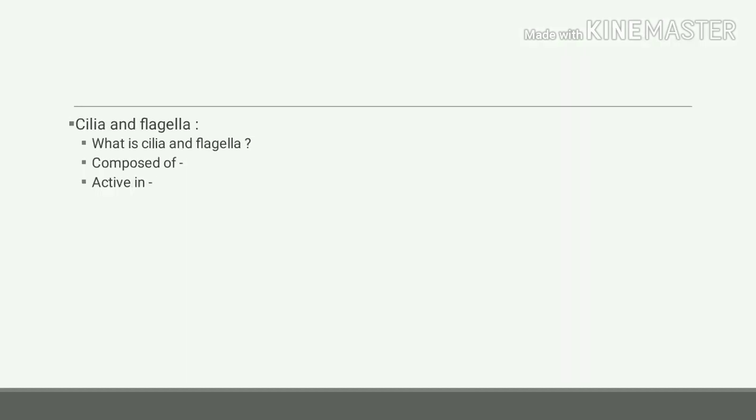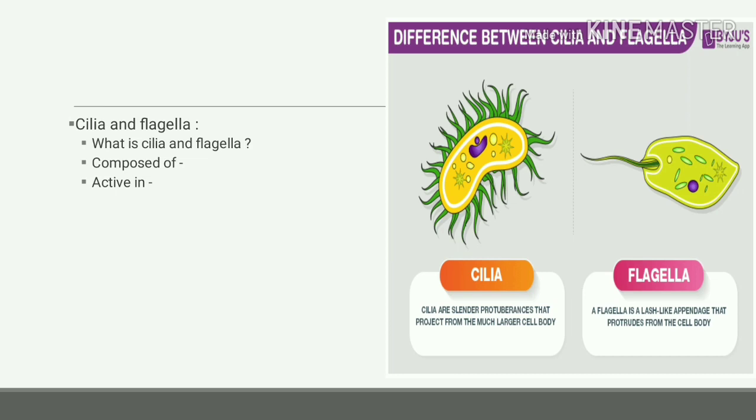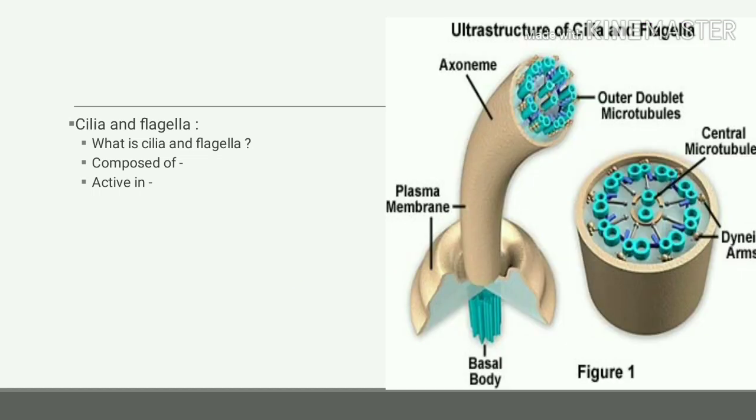Now, cilia and flagella. What are cilia and flagella? Cilia are hair-like projections from the cell, and flagella are lash-like appendages that help movement. The cilia and flagella are both made up of microtubules enclosed in the plasma membrane and they are active in the locomotion of the cell. You can see here the structure of the cilia and flagella containing microtubules.